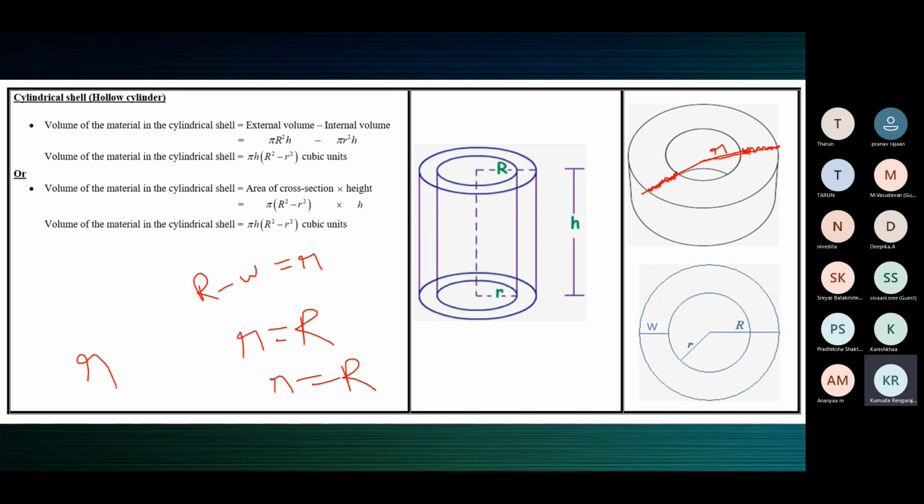We'll have 2 R's in the formula when the wall of the cylinder is thick. There is an inner radius, there is an outer radius. Then we'll have 2 R's. If there's only one radius, that is when the wall is thin. Then you can either use small r or capital R. Both are the same. But when the wall is thick, then we say small r and capital R, small r being the inner radius, capital R being the outer radius.